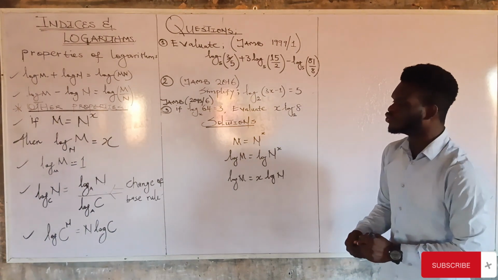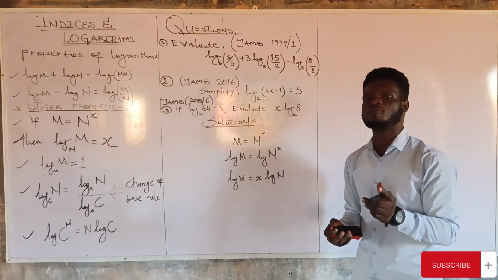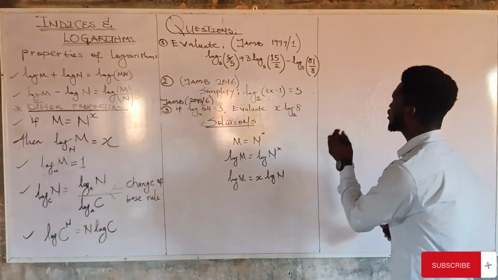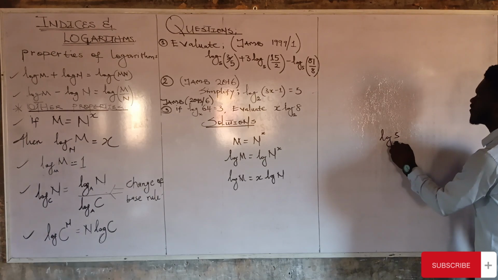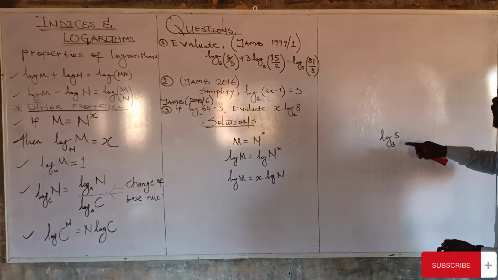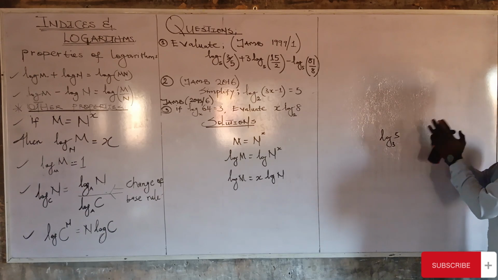Now from here, what we are going to do is what we call the change of base rule. We are going to apply the change of base rule. What does the change of base rule mean? It's a kind of rule. If we have log 5 base 3, and we want to convert this log, this is base 3 now, we want to convert it to a base of 10.